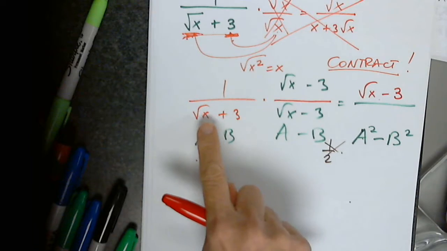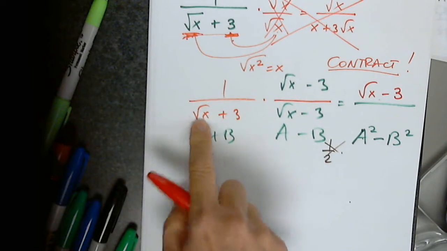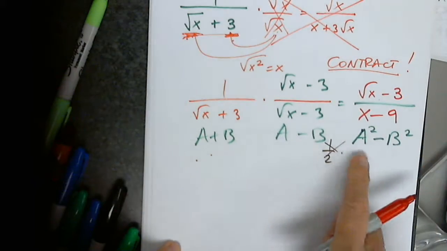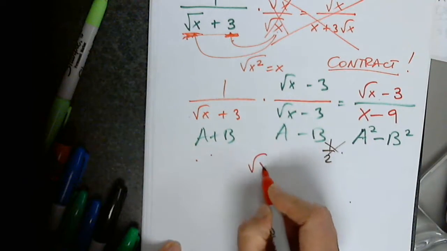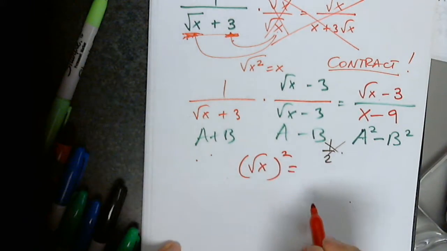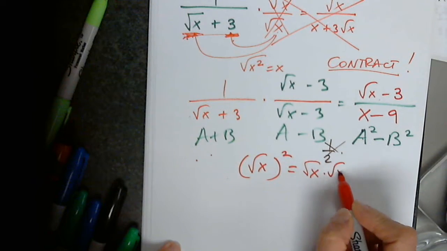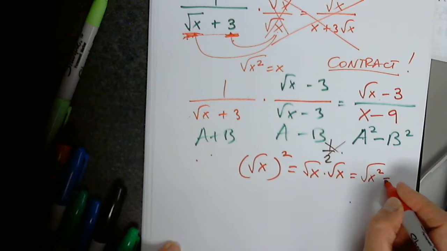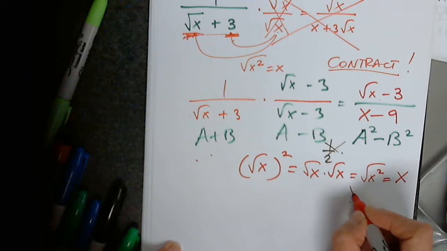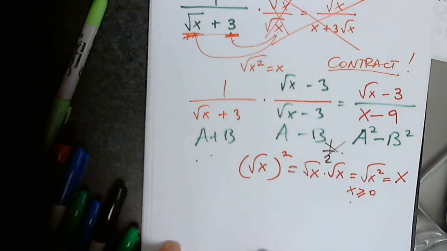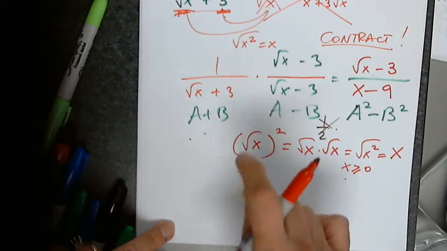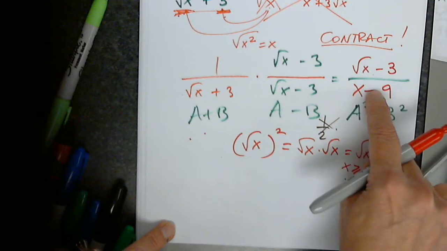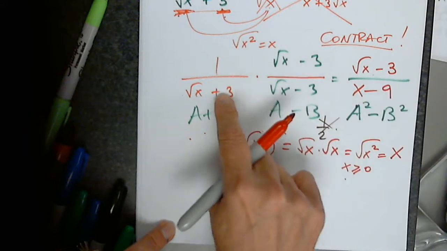The first term squared. Yes. So the first term squared would be the square root of x squared, which is the square root of x times the square root of x, which is the square root of x squared, which is considered to be x for x positive. And then squaring the second term. So this is the first term squared, and then minus the second term squared. 3 squared is 9.